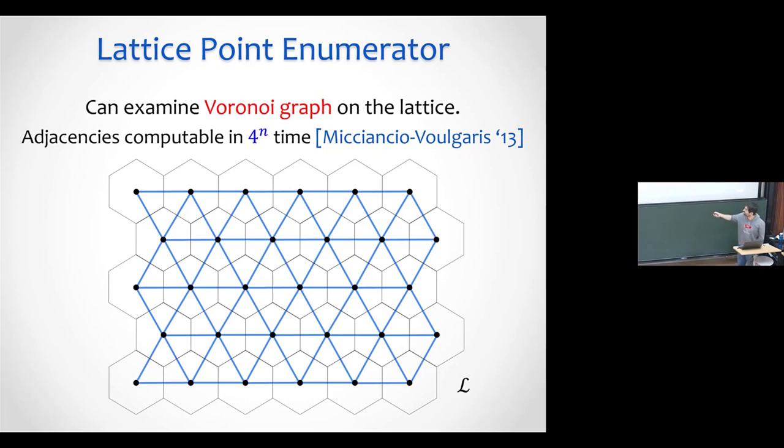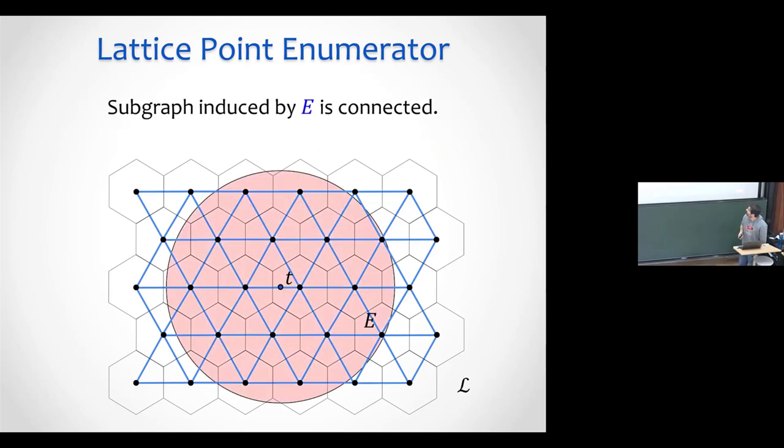And they're always the same. No matter where you are, the edges are just translations of the previous edges. So I only need to compute these edges for one tile, and they're computable in 4 to the n time. Now you have this graph, and I can just take the induced subgraph with respect to the ball. This is a shifted ball.